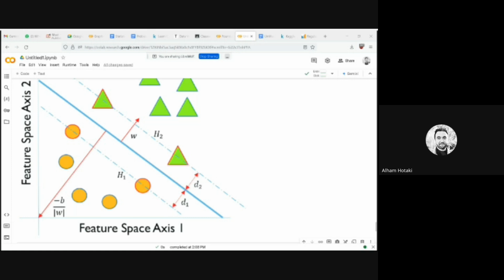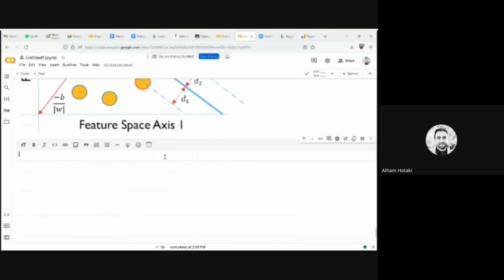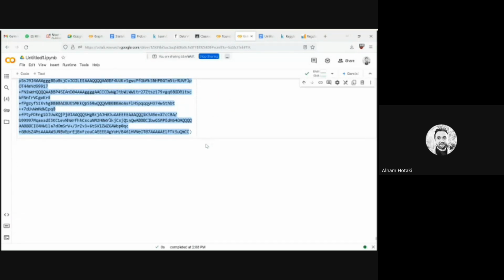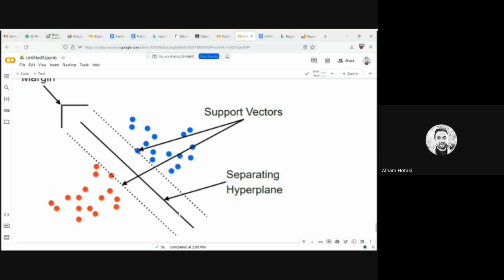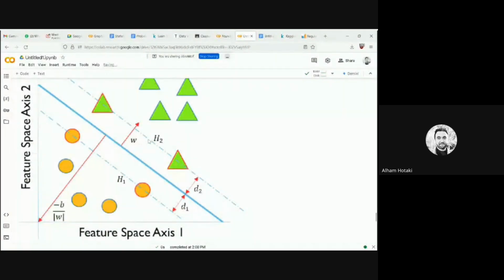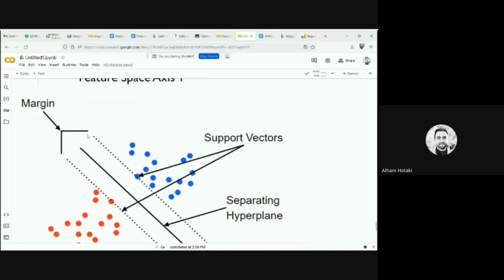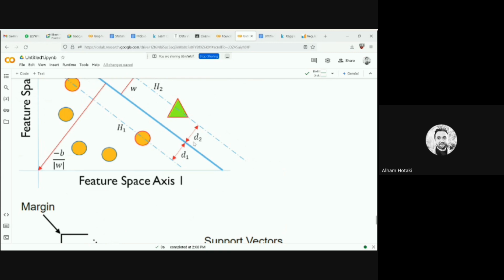This is another very solid understanding of these. It might have two classes, three classes, whatever classes. Then it depends on how many hyperplanes you will have. So this is called the separating hyperplane. These are support vectors, these dotted lines. See, these dotted lines H1 and H2 are the support vectors. Margin is D1 and D2. It means the distance between the hyperplane and the support vector is the margin.